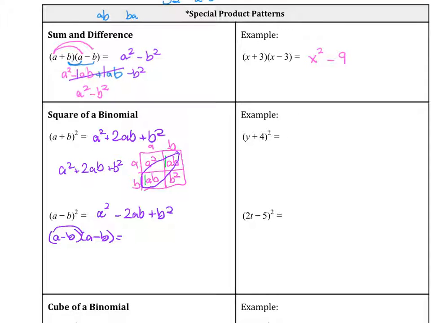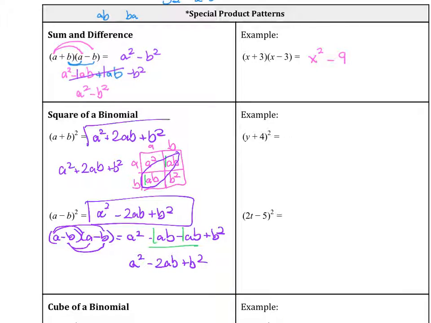Let's do FOIL. A times a is a squared. And then this is a times negative b is negative ab. A times negative b is also a negative ab. Then negative b times negative b is a positive b squared, because negative times a negative is positive. Then notice you have negative 1 and negative 1 here, so there are 2 of them. So that's why this pattern is a squared minus 2ab plus b squared. Okay, so these are handy to know.